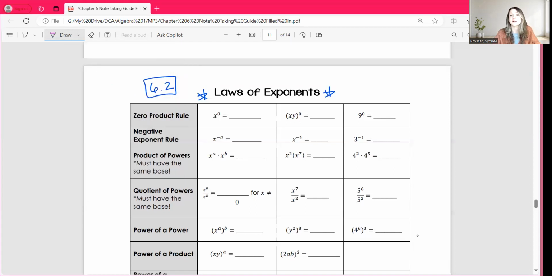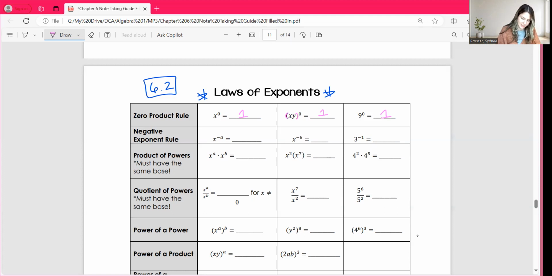Let's check out this first one here. It's the zero power rule. The rule tells us that when we have an exponent of 0, it simplifies to 1. So x to the 0 power is 1. Notice we've got these parentheses here, so x times y raised to the 0 power is 1. 9 raised to the 0 power is 1. When our power is a 0, the expression simplifies to 1.